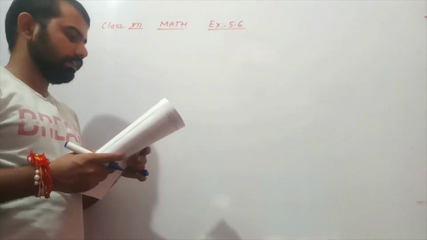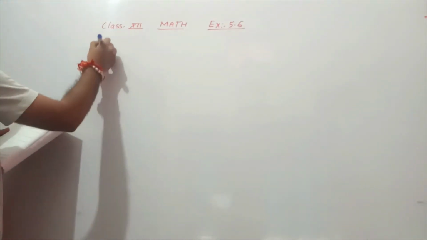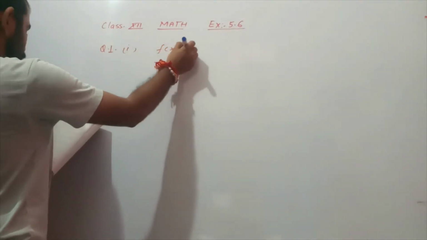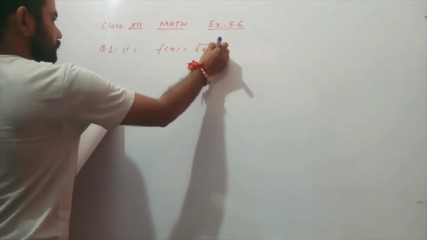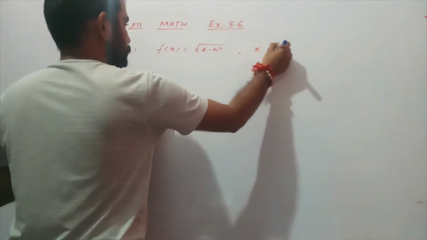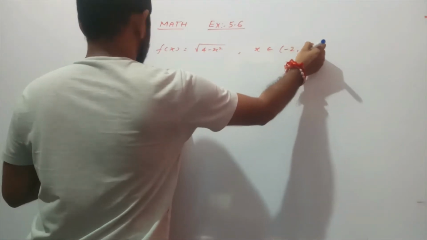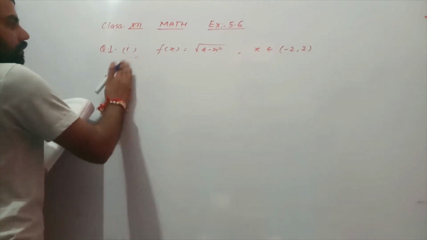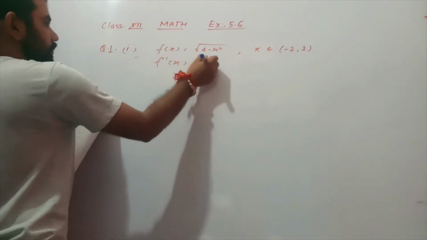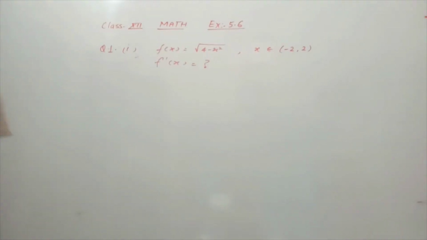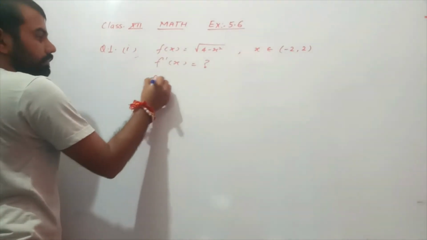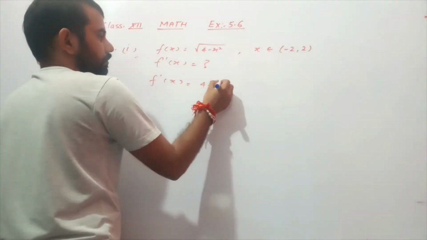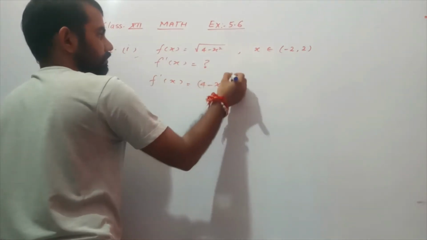Class 12 Mathematics Exercise 5.6 Question number 1: f(x) is equal to square root of 4 minus x square, where x belongs to the open interval (-2, 2). We have to find f dash x. f dash will be the differentiation of square root of 4 minus x square.